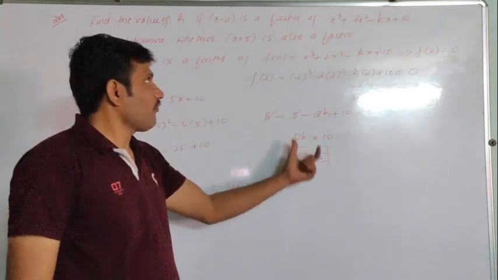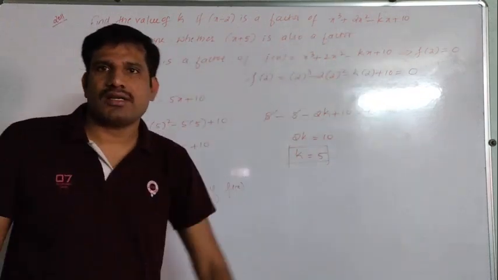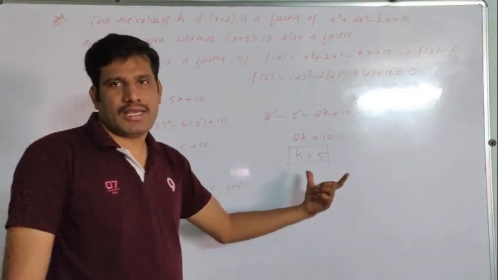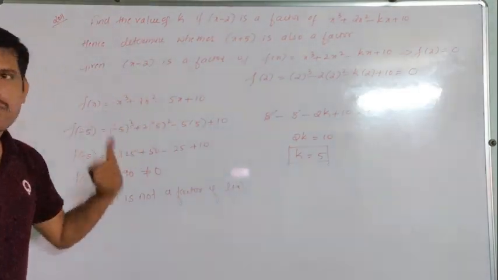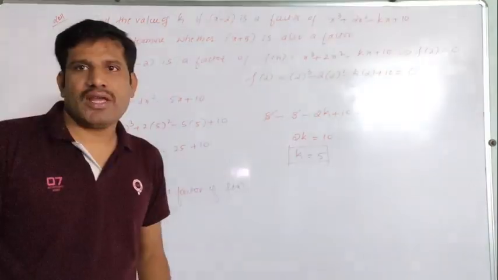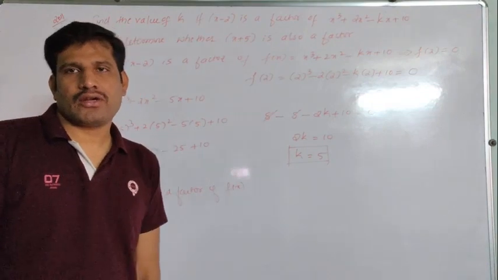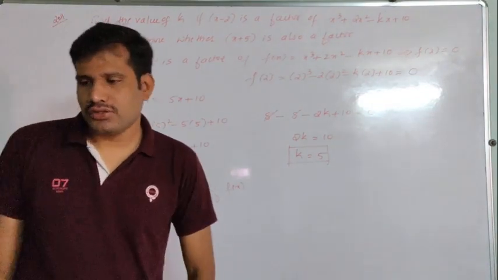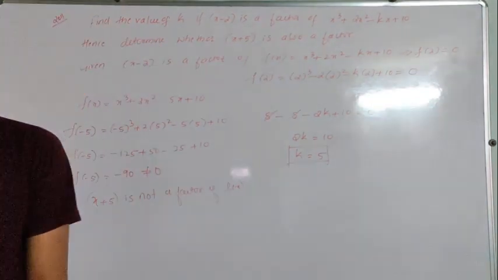Is it clear, students? First you have to find the value of k by using x minus 2 is a factor, which they have given. After finding that k value, substitute it in the given polynomial. Once you substitute that k value, put x is equal to minus 5 to check whether x plus 5 is a factor or not. Is it clear? So this was asked in 2011. Write it fast.